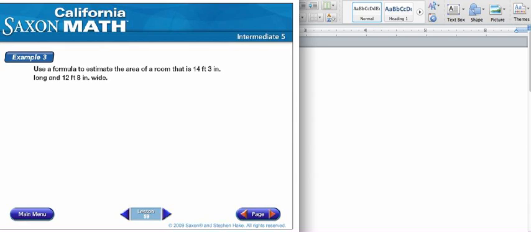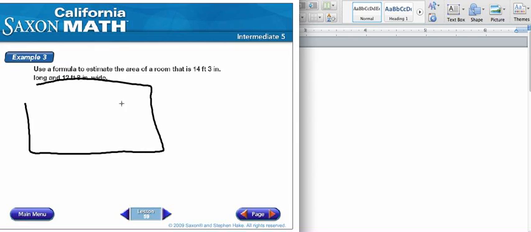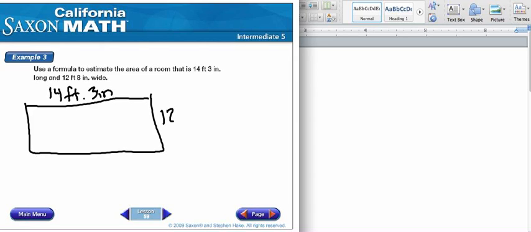Use a formula to estimate the area of a room that is 14 feet 3 inches long and 12 feet 8 inches wide. All right, well, let's draw a rectangle. Let's try that again. Okay, and we know that it is 14 feet 3 inches long and 12 feet 8 inches wide. So I'm going to round these.